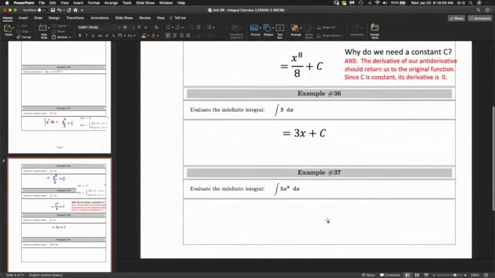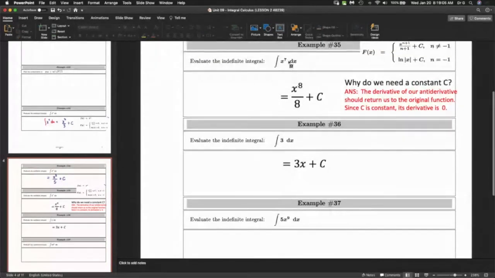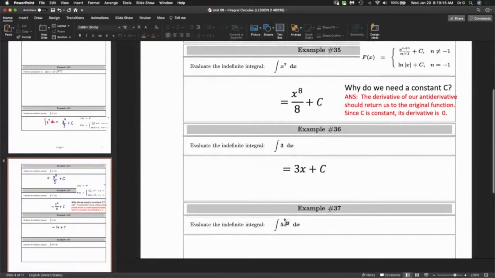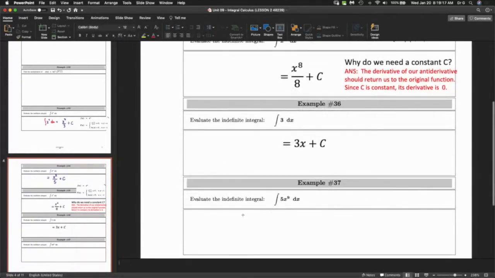Now we're building off of what I just showed you. So what do you do if there's a number in front? If you go back to this one, x to the 7, we used that very interesting rule, which is that you add 1 to the exponent and divide by that same number. But what do you do here? There's a 5 in the front.